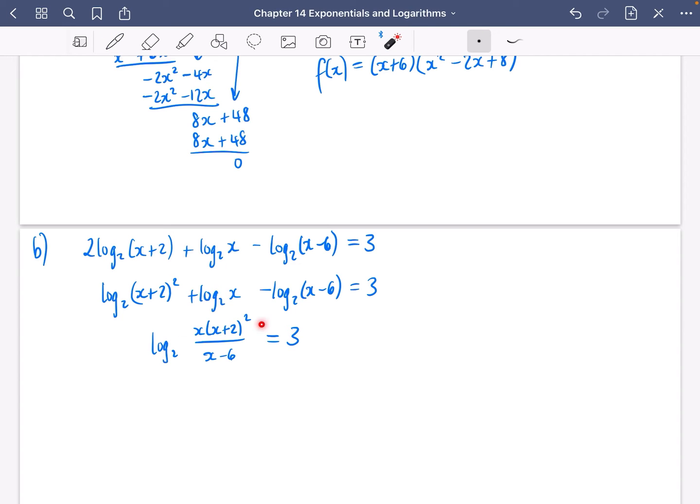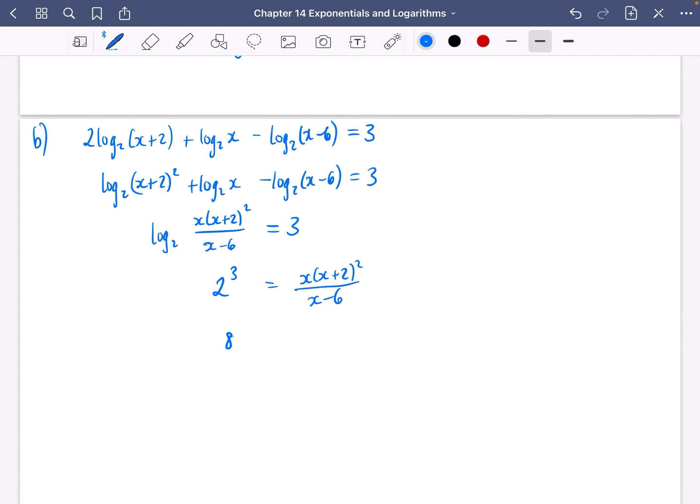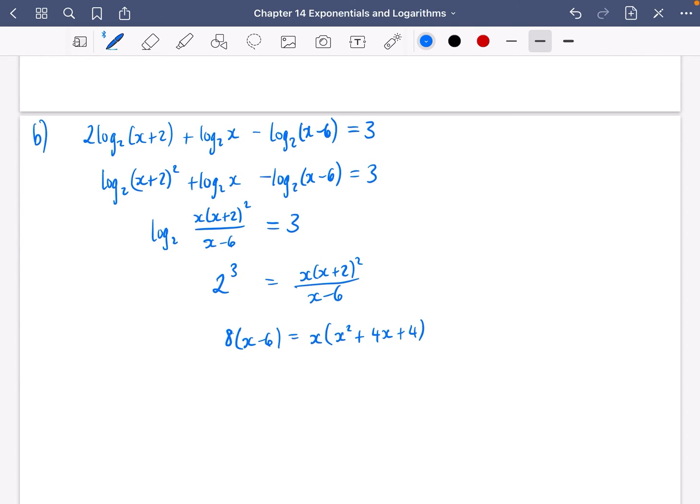So we're going to rewrite this using the definition of the log. So it says here that the power of 2 that gives you the answer x(x plus 2) squared over (x minus 6) is 3. So we can now say left hand side is 8, and I'm going to multiply up by (x minus 6), and then I'm going to start expanding the brackets here. So that's x, this (x plus 2) squared is going to be x squared plus 4x plus 4. So I'm going to expand the brackets. So that's 8x minus 48 equals x cubed plus 4x squared plus 4x.